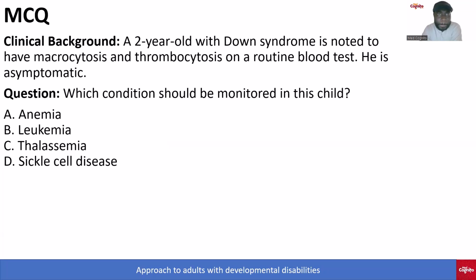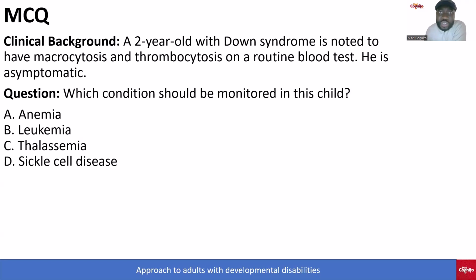A 2-year-old with Down syndrome is noted to have macrocytosis and thrombocytosis on a routine blood test. He is asymptomatic. Which condition should be monitored in this child? Option A, anemia. B, leukemia. C, thalassemia. D, sickle cell disease.